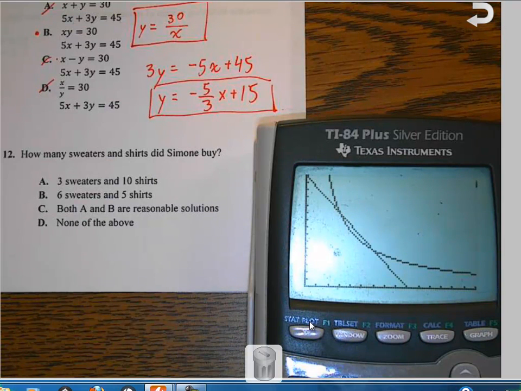And as you can see, there are 2 points of intersection. So we're looking at two solutions. So when we hit trace where x is 3, we have 10. That's consistent with A. And we trace again where x is 6. You have 5. That's consistent with B. Therefore, both A and B are reasonable solutions.